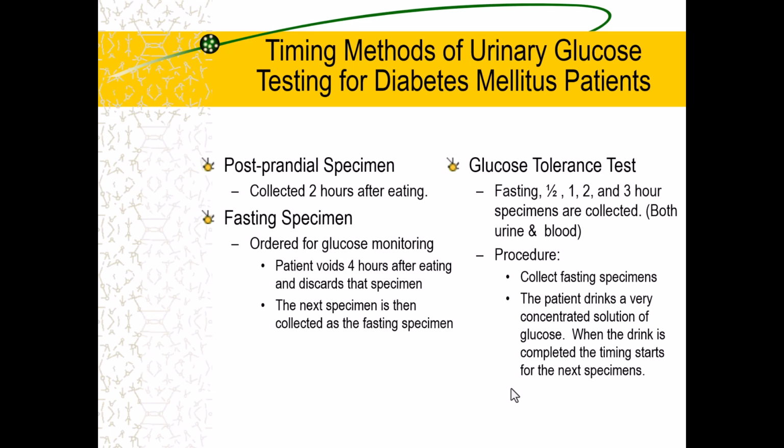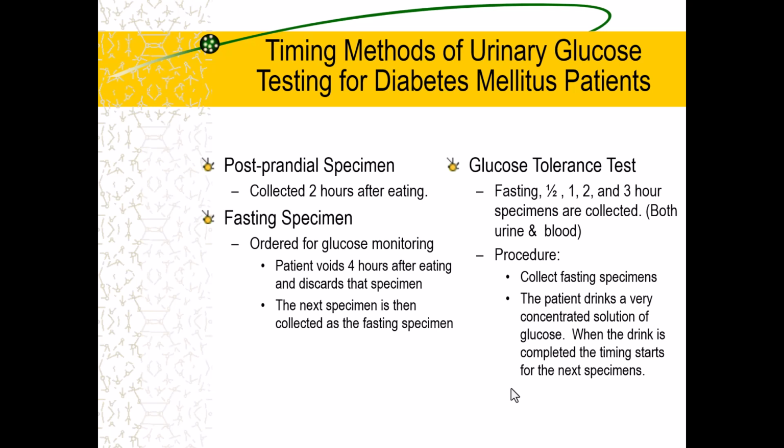Now, there's a couple different testing methods for urinary glucose. Postprandial, we're going to look about 2 hours after eating. By 2 hours after eating, everything should be pretty much back to normal. If not, we know we have problems. A fasting specimen, you void 4 hours after eating, you discard that one, and then the next specimen gets collected as a fasting specimen.